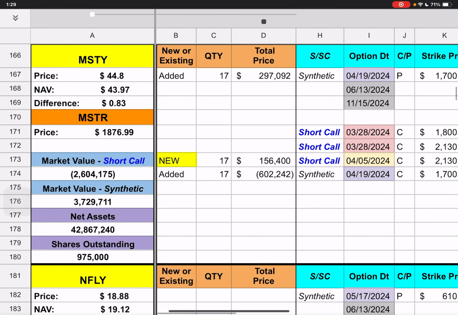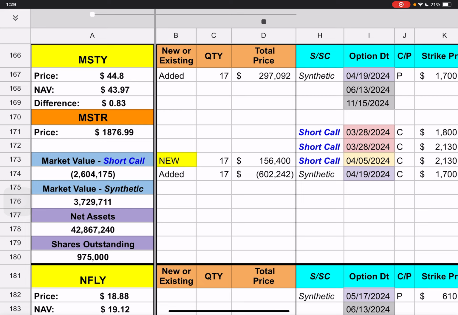We move on to MSTY. It closed at 44.80. So I didn't look that up, but I'm sure they hit their high since inception today. They keep making a new high just about every day. Well, this looks like the high for today. It says 44.81, which is the 52-week high. So it's 1 cent away from where it hit its 52-week high.